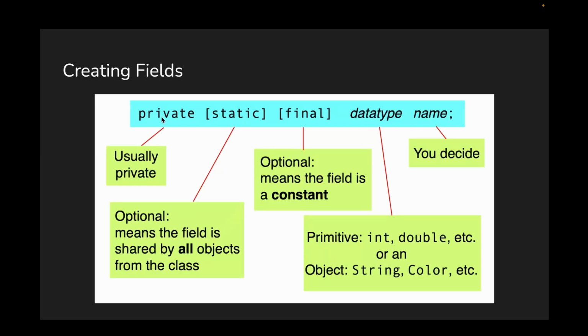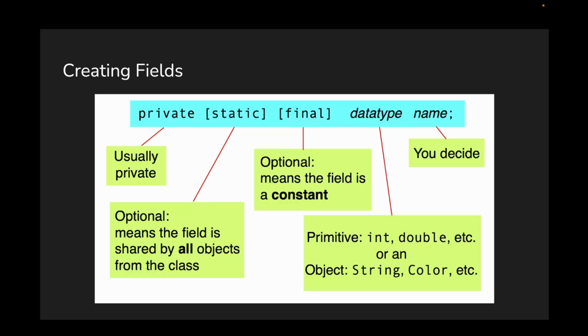We have fields or field variables. You can call them fields also. That's just a short name. So for fields, you can usually make them private. There's also one more keyword called protected, which we will learn about today, but usually you will make them private. Then you have the static, which means that if you decide to include static, that means that this field variable will be shared by every single object of that class.